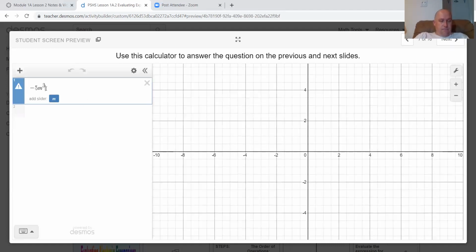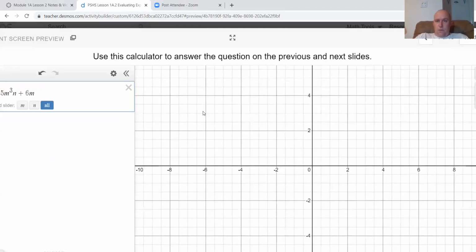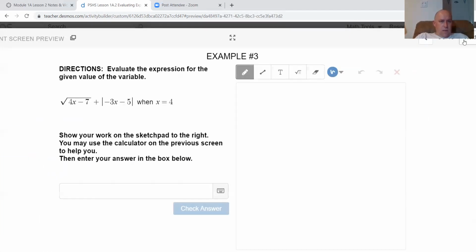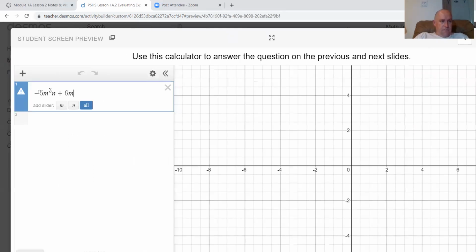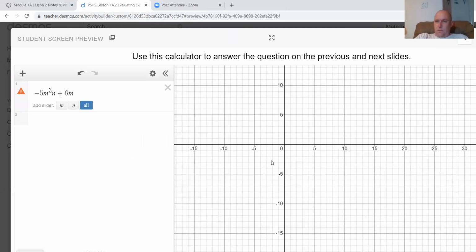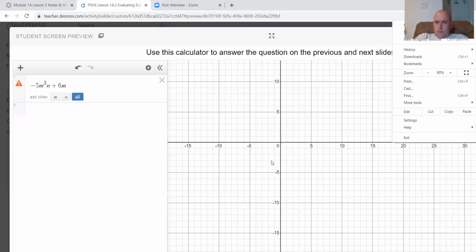n, plus, I think it's 6m. Whoops, whoa. I don't know why it zooms so much there. And I went the wrong way. Plus 6m divided by negative 3. And for the divide symbol, this is zoomed in too much now. I'm not quite sure how to change it.